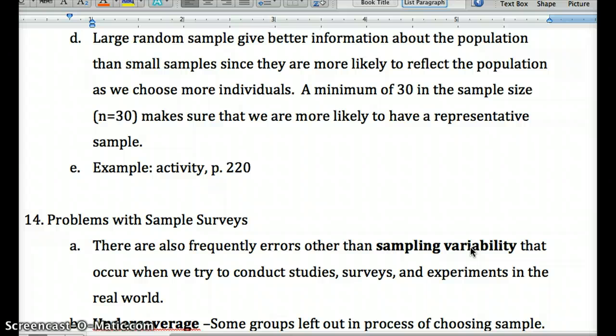Pause right now, take a look at page 220 in your book for an example activity, and then come back.